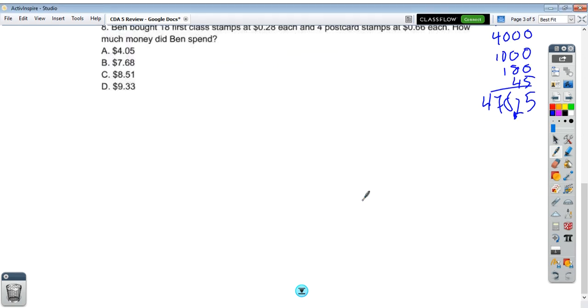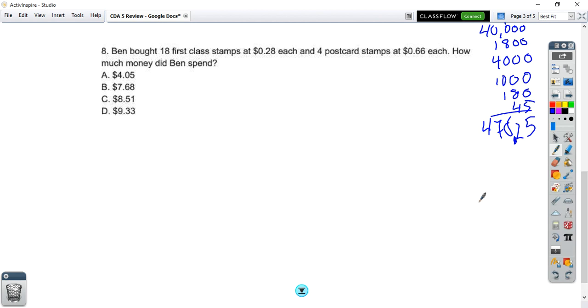Ben bought 18 first class stamps at 28 cents each and 4 postcards at 66 cents each. How much money did Ben spend? So I'm looking at these answers, and they're sort of close together. So let's try and work it out and see what happens. So 18 stamps at 28 cents each. That's pretty annoying. 4 postcards at 66 cents each. Let's pretend like this is 30. So I have 20 times 30 cents. And that's going to give me around $6. Close, a little bit less than that because I rounded up. So my answer is actually going to be less.